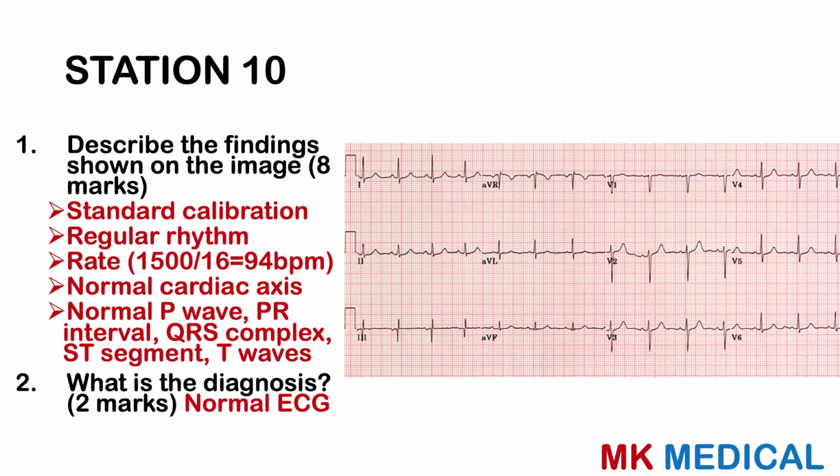So generally, this is a standard calibration ECG. The rhythm is regular, though there is no rhythm strip, but it's regular. And we can count about 16 boxes between these two RR intervals. So 1,500 divided by 16 is about 94 beats per minute. The cardiac axis is normal. The P waves are normal. PR interval is normal. QRS complex is normal. ST segment is normal. T waves are normal. So this is a normal ECG. So sometimes they do bring you normal ECGs on the exam.